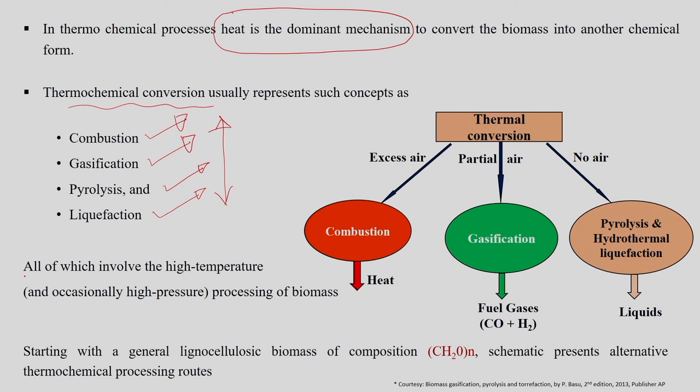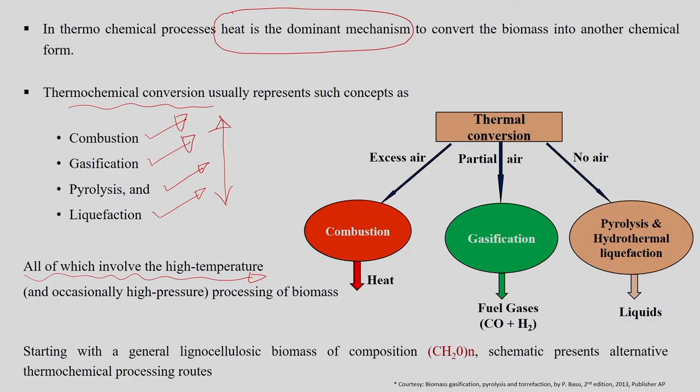And all of these processes involve high temperature, and that is the reason for the terminology itself. Thermochemical means thermal, which is nothing but the heat required for the production of the chemical. So, either the chemical or the fuel is the convenient product which can be obtained by the conversion of biomass using the thermochemical conversion processes, and occasionally it may require high pressure processing of the biomass as well. It all depends again on the technology which is being used for the conversion.